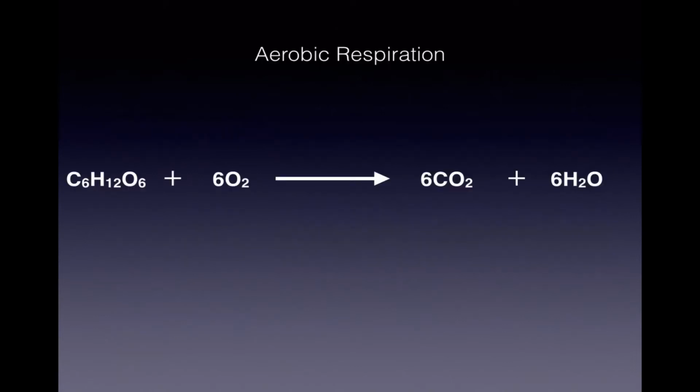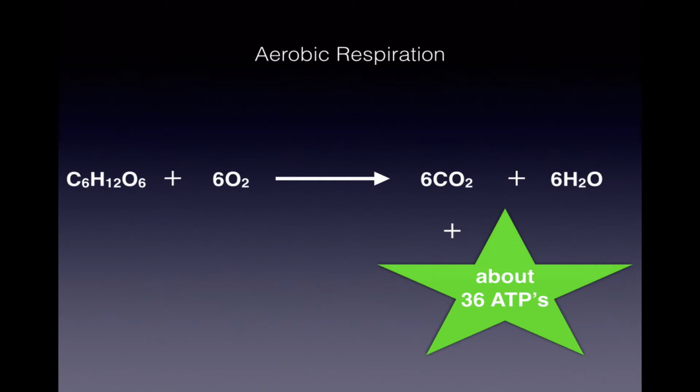Now, here's the chemical reaction for aerobic respiration, and if you remember photosynthesis, you can see that the reactants and the products are switched. In aerobic respiration, the reactants are sugar and oxygen, and the products are carbon dioxide and water. And you also get, as we said earlier, the whole purpose for doing aerobic respiration is to make ATPs. So if you have oxygen available and can do aerobic respiration, you can get about 36 ATPs from every glucose molecule.